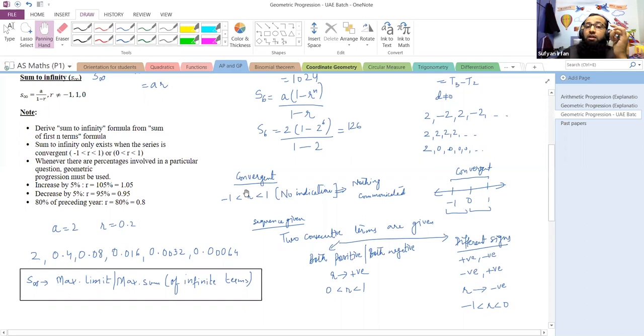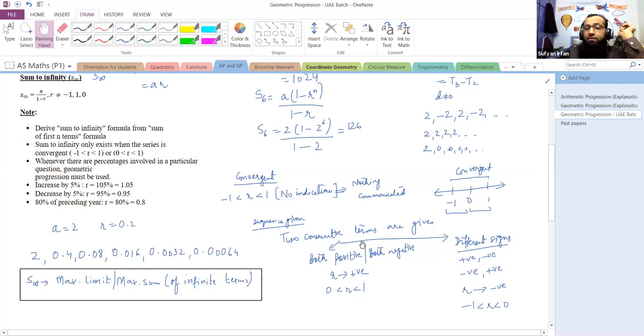I repeat this once. Normally, the condition for convergence is minus 1 till 1. If the examiner has not given anything in the examination question, if there's no indication and nothing has been communicated, then if the condition of convergence is asked or is to be applied, the convergent series has the common ratio between negative 1 and 1. However, if in a particular scenario two consecutive terms are given and both are positive or both are negative, then the common ratio is positive, in which case out of the entire condition from minus 1 till 1, the entire range will not be applicable, but only the part from 0 till 1. So the common ratio in that scenario lies between 0 and 1.